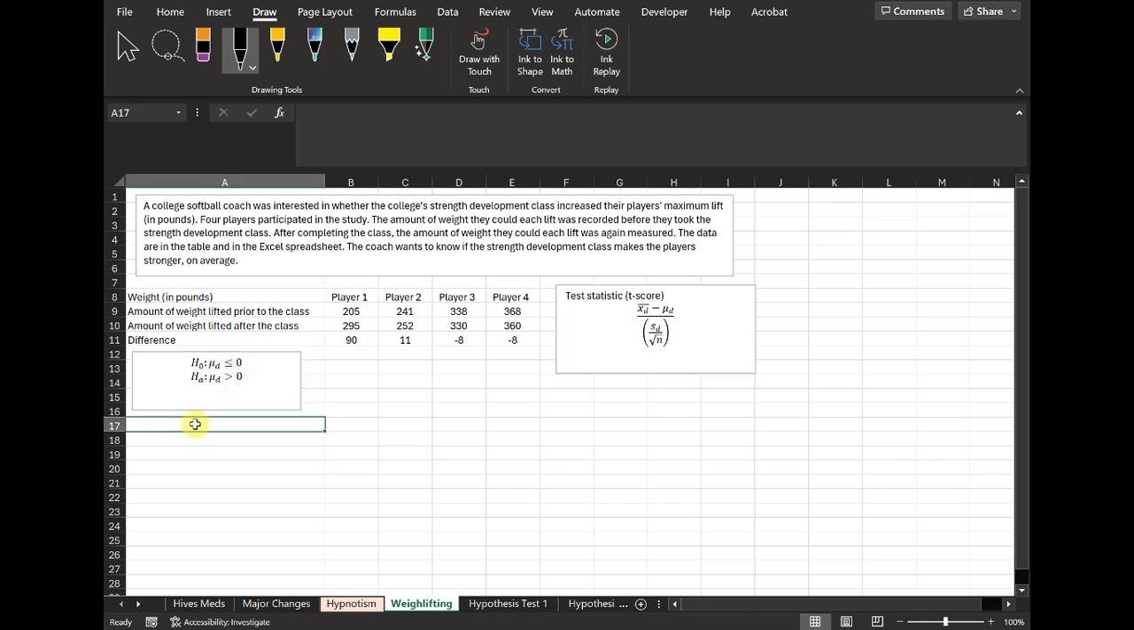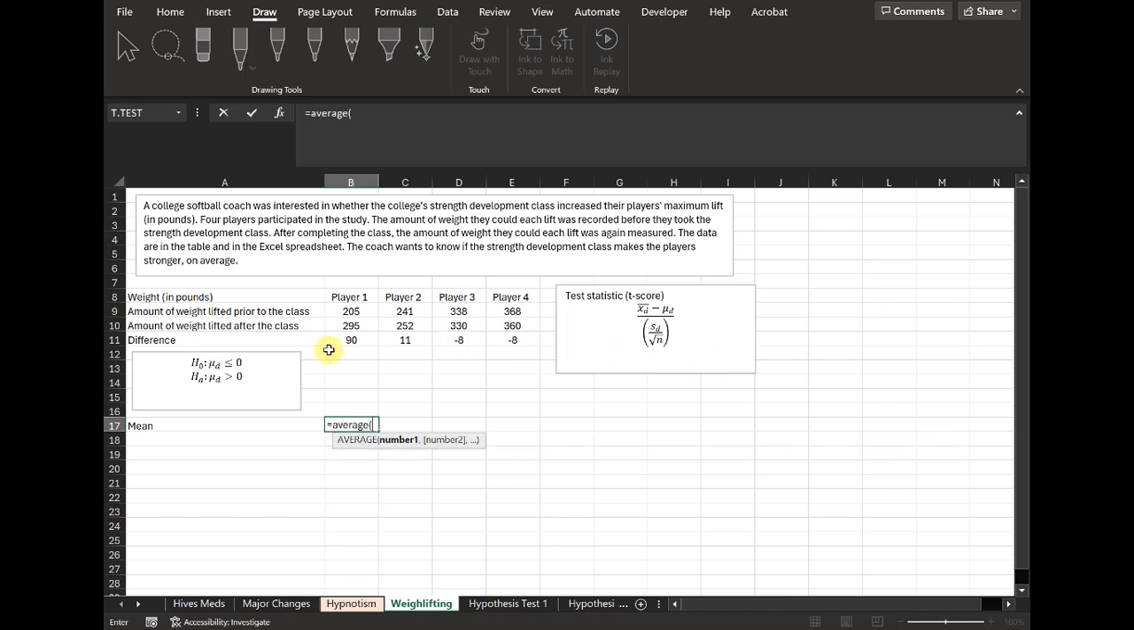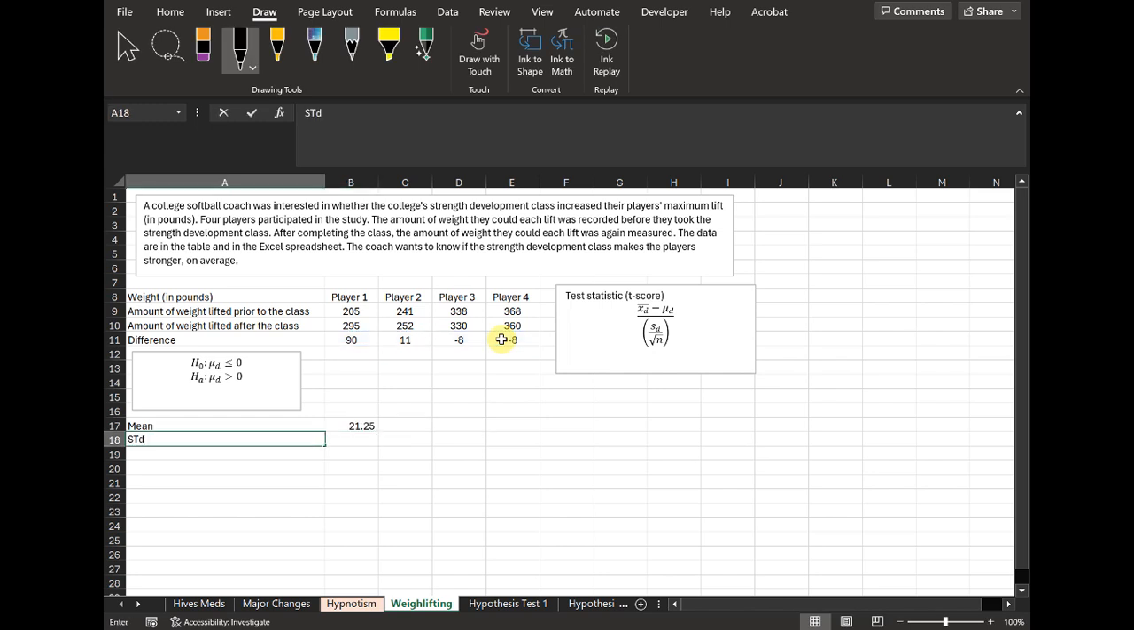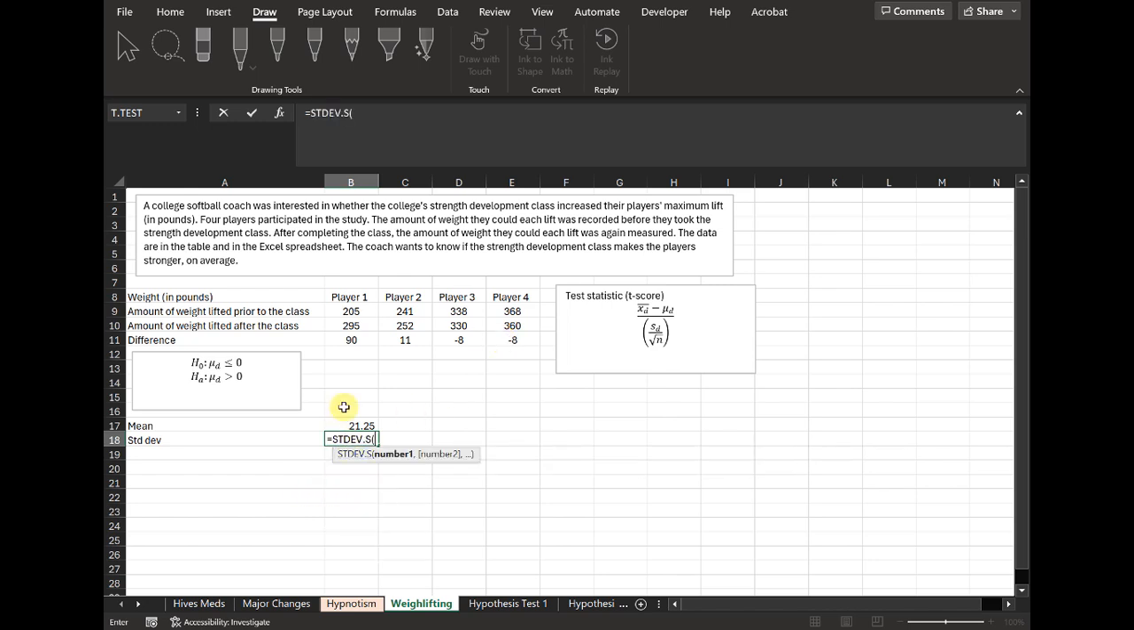Now I need to get all the information so that I can calculate this test statistic. In knowing the formula for the test statistic, you kind of see which way you need to go with this. So I need to take the average of the differences. I need to take the standard deviation of the differences. So I'm going to take the standard deviation of these 4. And then I need to get to the test statistic.